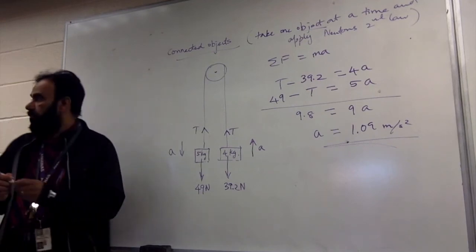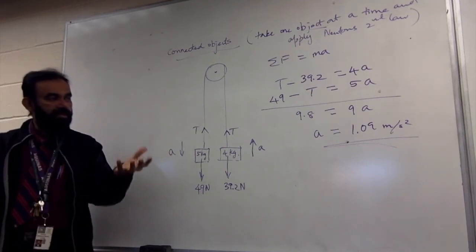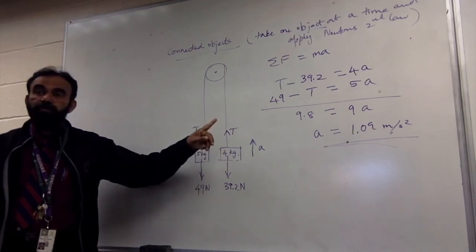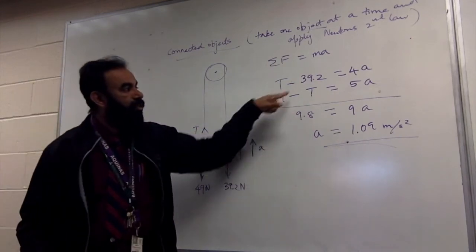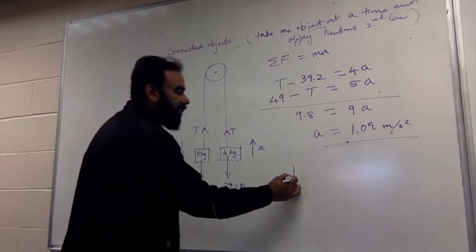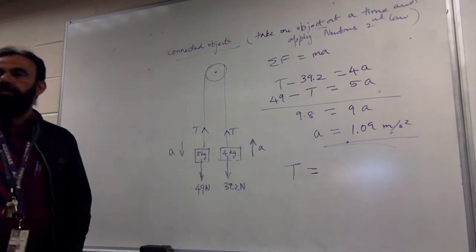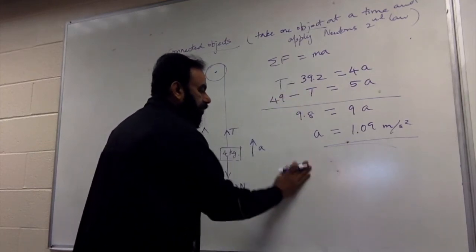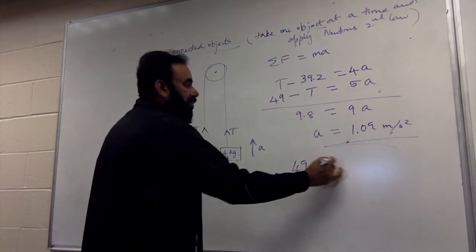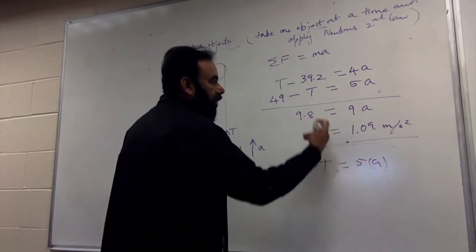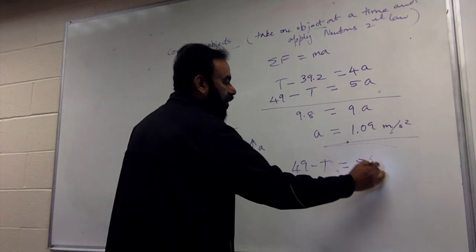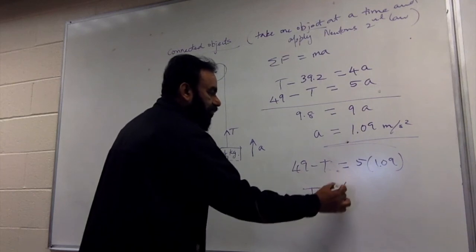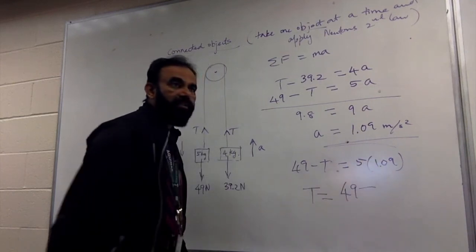So when you release these two objects, this is going to come down with 1.09 meters per second squared, and this is going to go up with 1.09 meters per second squared. Now, using this number in any of those equations, we can find the tension. How much is tension? Just apply it. To find tension, 49 minus T is equal to 5A. Right? So A is 1.09. And then you can find T will be equal to 49 minus whatever it is.